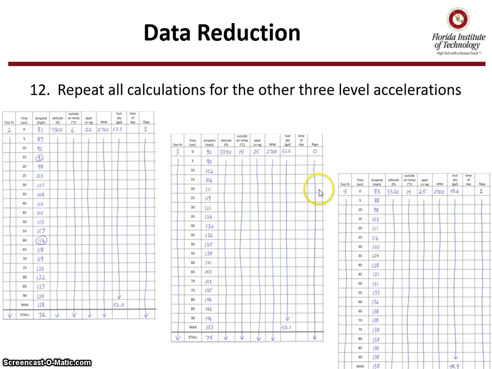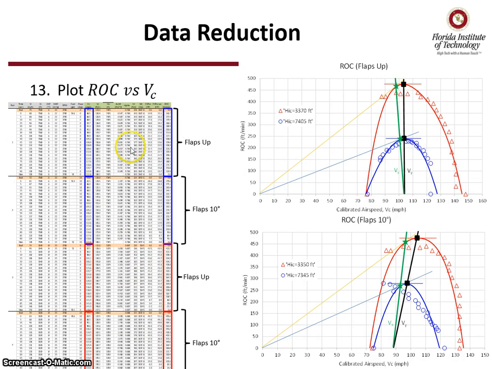Once you have all 4 level accelerations calculated in one big spreadsheet, like shown here, you'll then be able to generate plots. The first plot to generate is rate of climb versus calibrated airspeed. And in this case, you're going to want to group the data in flaps up versus flaps 10. So take the flaps up higher altitude, the flaps up lower altitude, and generate one plot. Once you have rate of climb versus calibrated airspeed, you're going to smooth a curve through that data. Likewise with the lower altitude data.